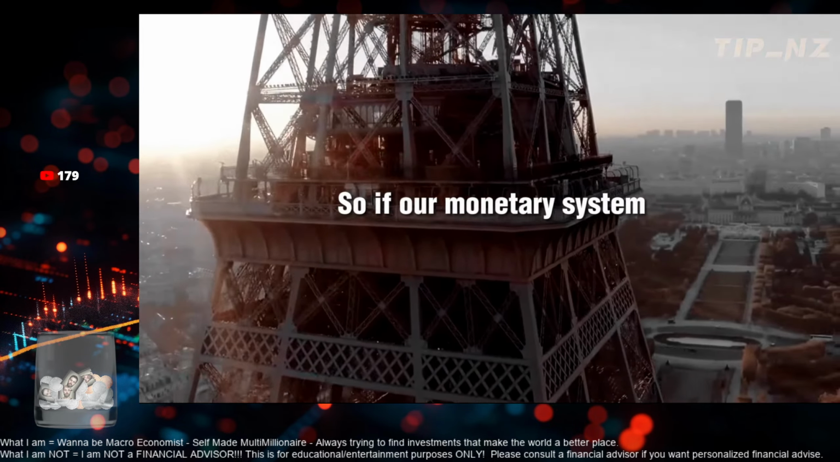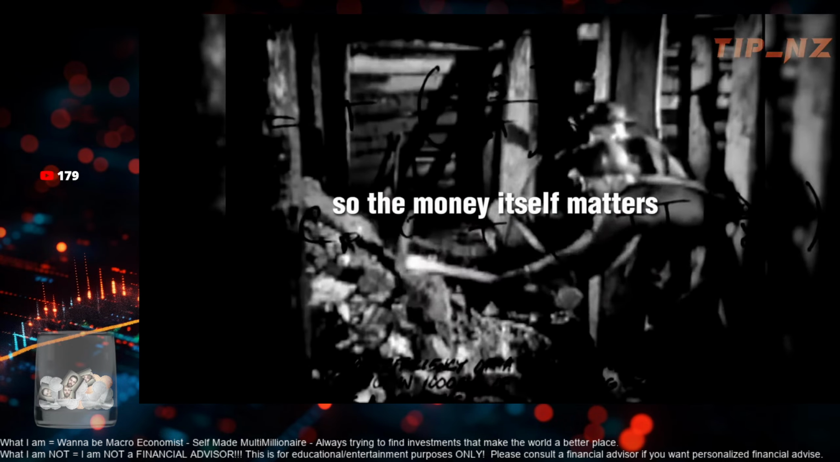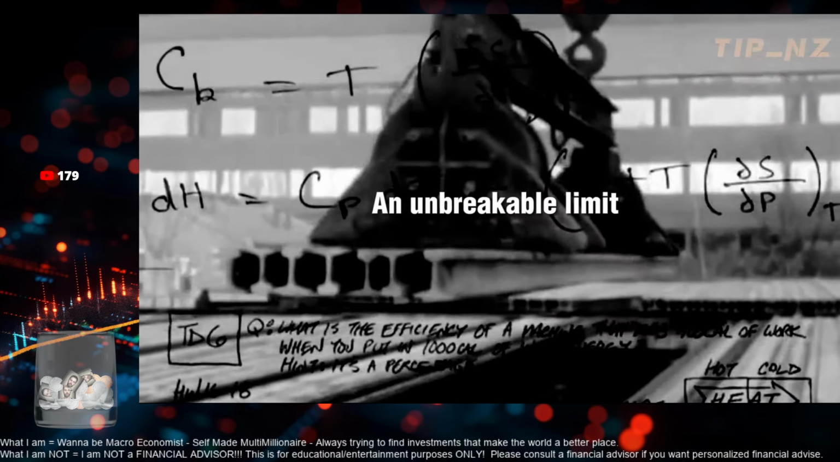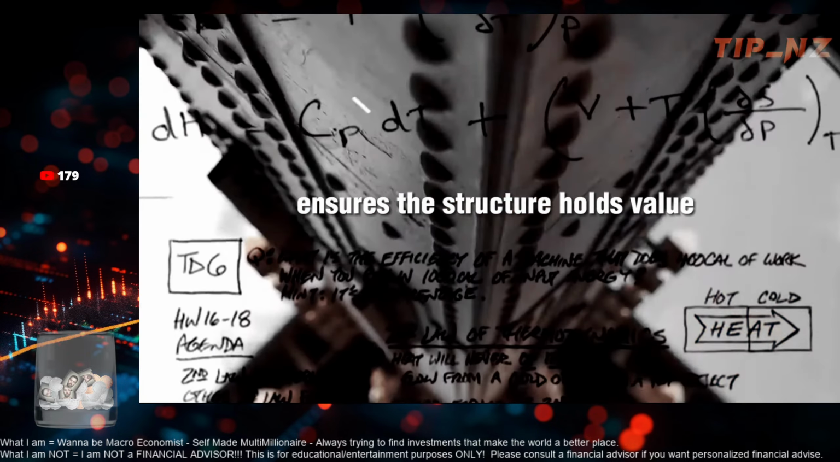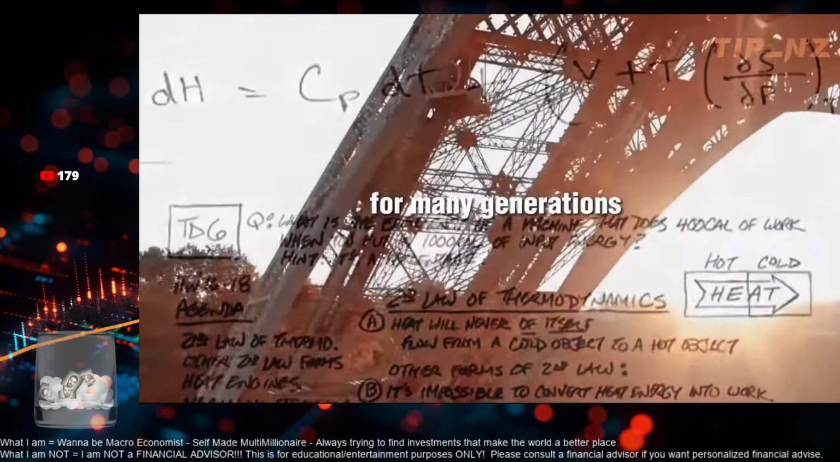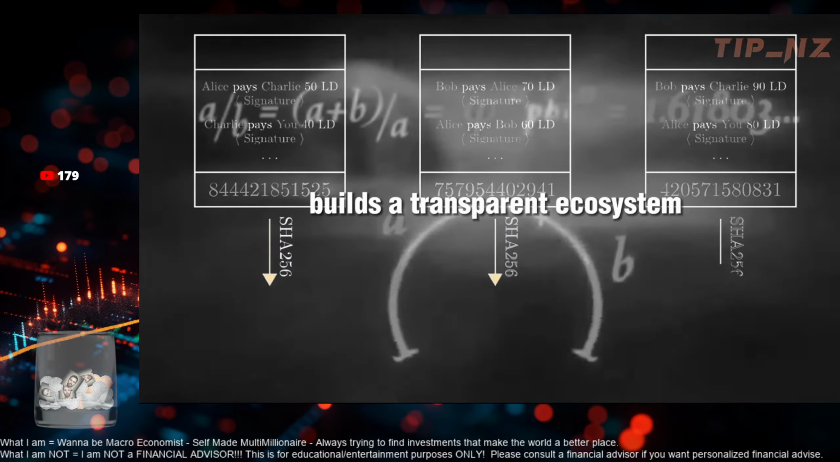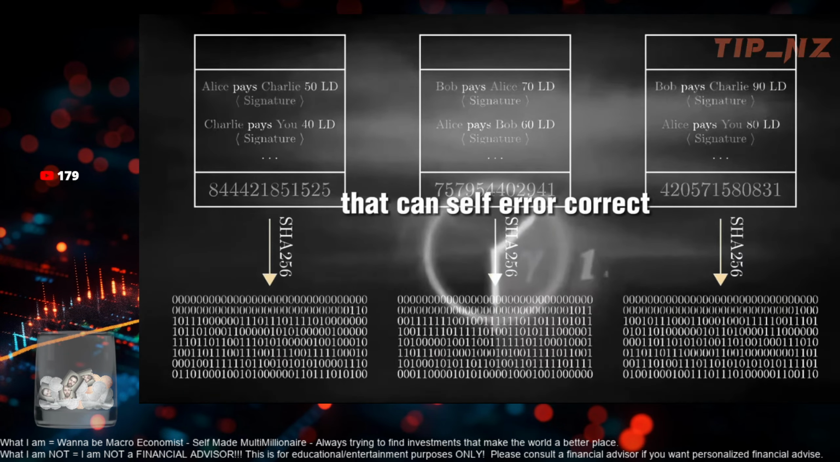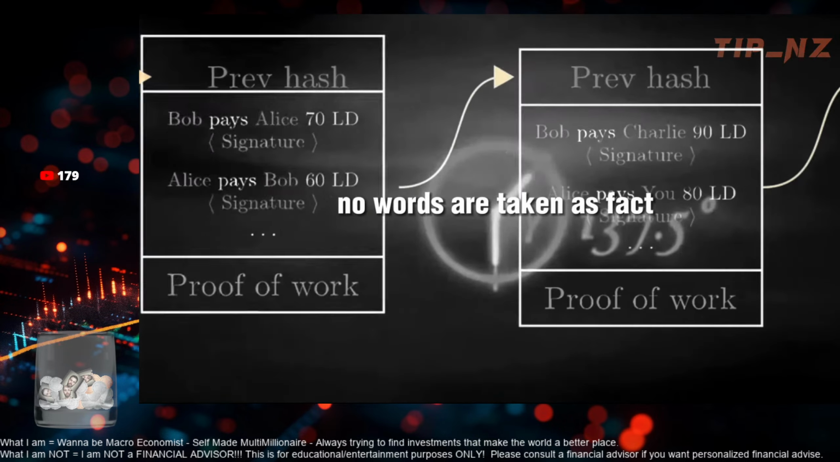So if our monetary systems were designed like structures, they would embody energy and matter so the money itself matters. An unbreakable limit enforced by costliness of creation ensures the structure holds value for many generations. A rule-based system governed by maths builds a transparent ecosystem that can self-error correct. With no one in charge, no words are taken as fact.